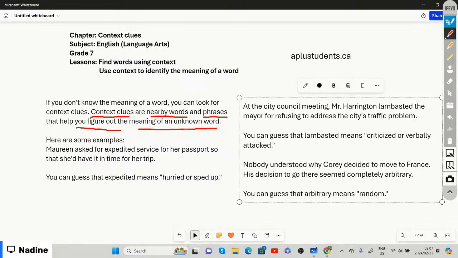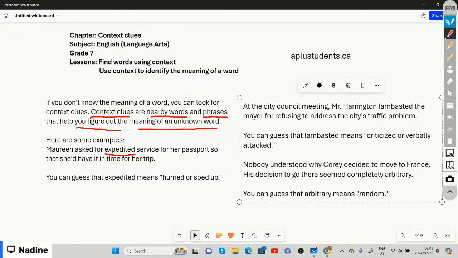Some examples of context clues, for example: Maureen asked for expedite service for her passport so that she'd have it in time for her trip. So this word, expedite, if you look at the context within that sentence, if you don't know what the word expedite means, it's almost like you reread that sentence until you find some context clue that will tell you what you think the meaning might be.